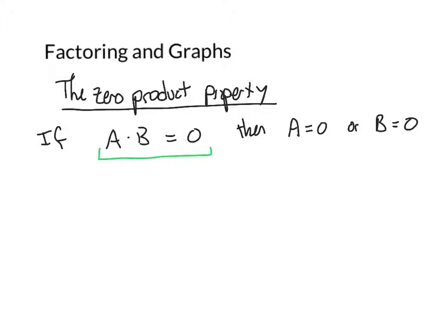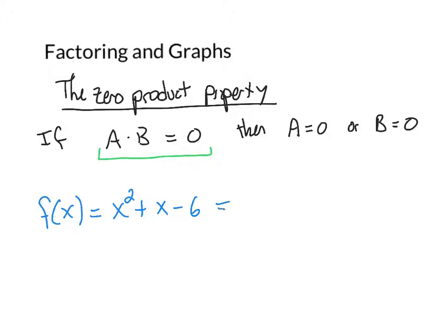To give us a concrete example of what's going on here, let's take an example. f of x equals x squared plus x minus 6. If I want to know when this function is equal to 0, or what the zeros of this function are, then in its current form, I don't really know. I don't know what I could plug in to potentially get 0. But if I can factor it, if I can write it as a product, then the zero product property is going to help me out.